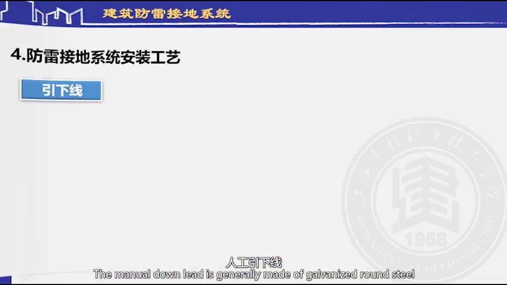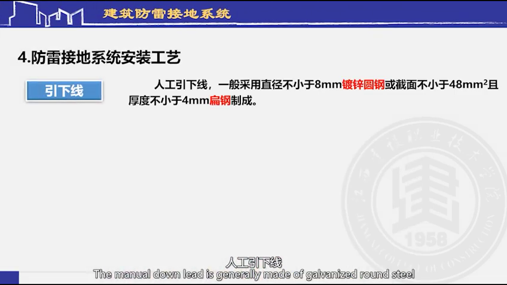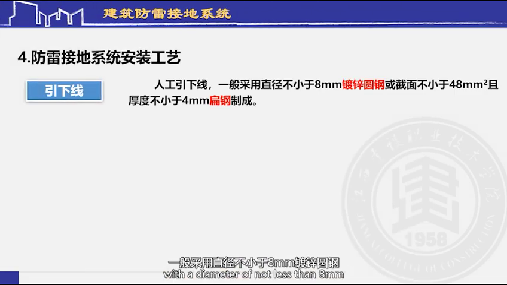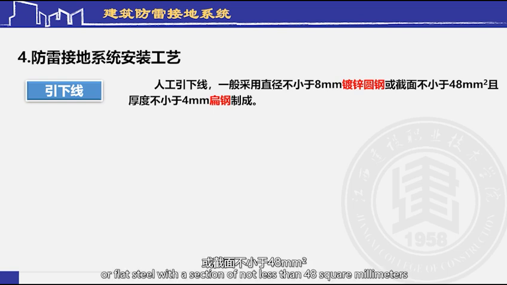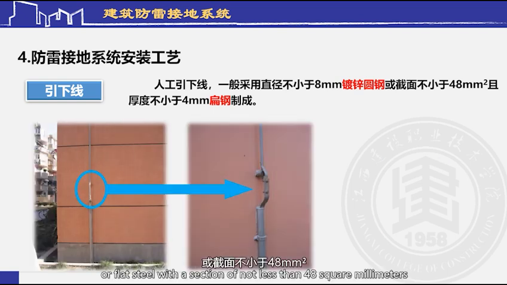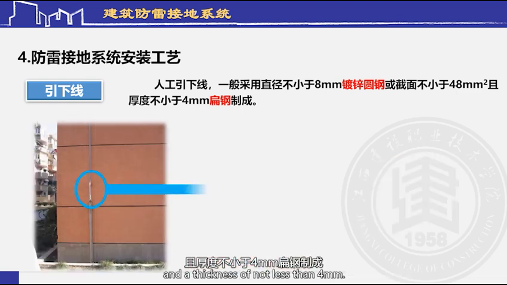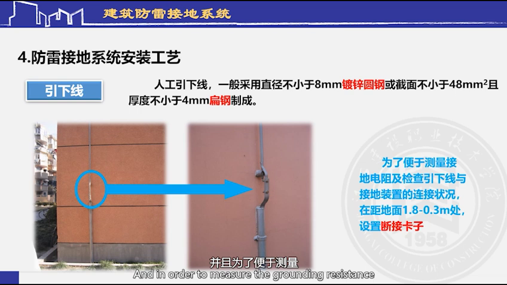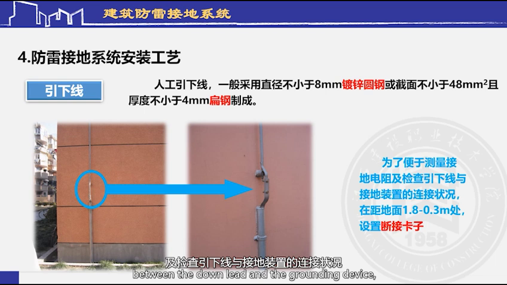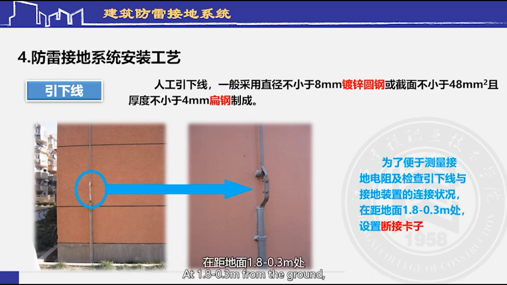The manual down lead is generally made of galvanized round steel, with a diameter of not less than 8 mm, or flat steel with a section of not less than 48 square millimeters, and a thickness of not less than 4 mm. And in order to measure the grounding resistance and check the connection between the down lead and the grounding device, at 1.8 to 0.3 meter from the ground, a disconnect clip shall be provided.